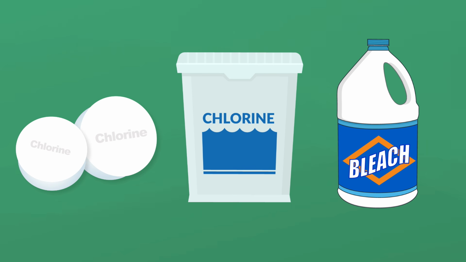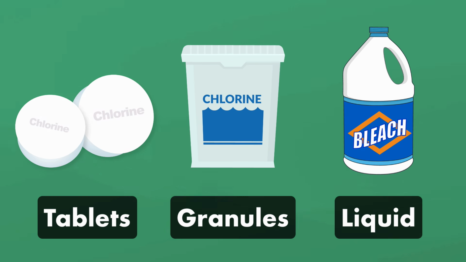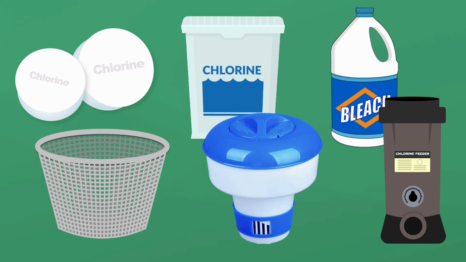There are a lot of different types of chlorine you can add to your pool: tablets, granules, and even household bleach. And some kinds of chlorine work better than others depending on how you add it to the water. So here's everything you need to know about choosing the best chlorine for your pool. Let's dive in.